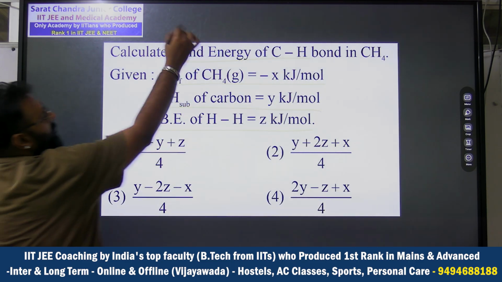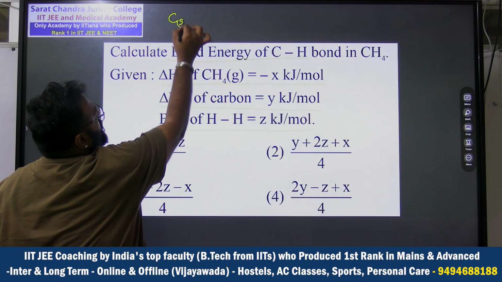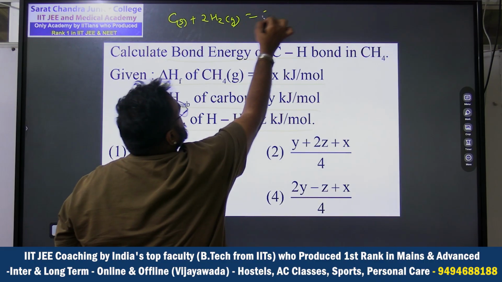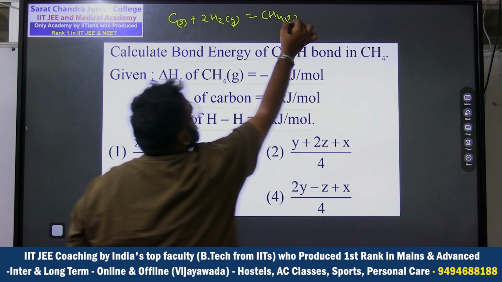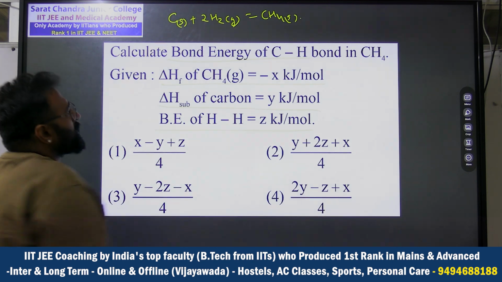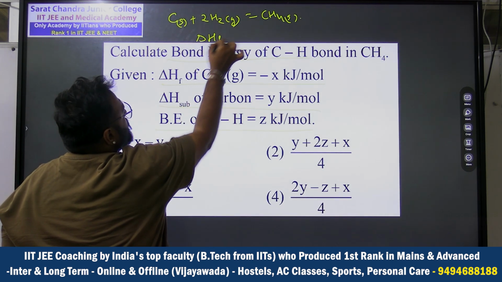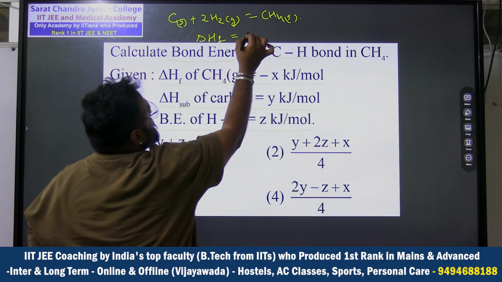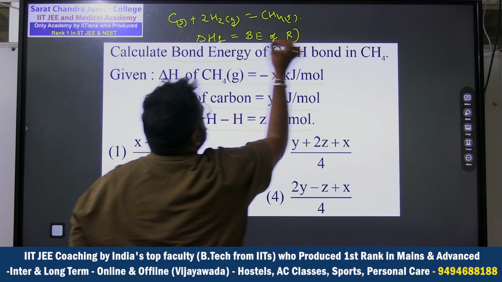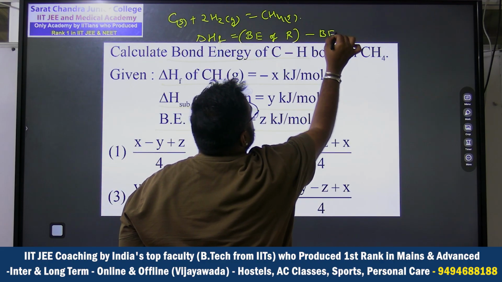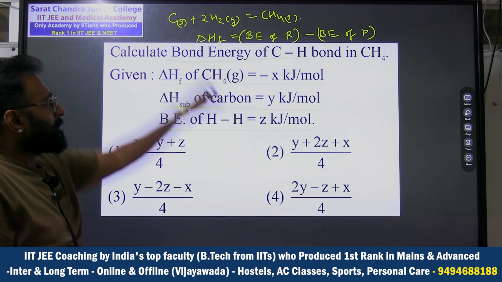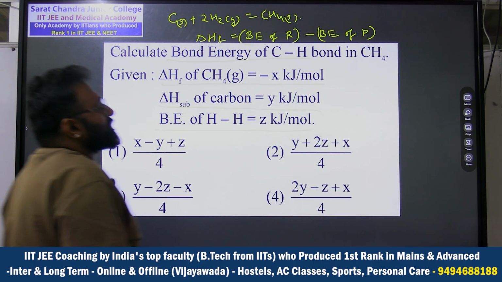So what will be the reaction? Let us write the reaction. Carbon solid plus 2H2 gas gives CH4 gas. Correct? This will be our reaction. Now apply Hess law on this reaction. So delta H of formation is equal to bond energy of reactants minus bond energy of products. This will be our formula.